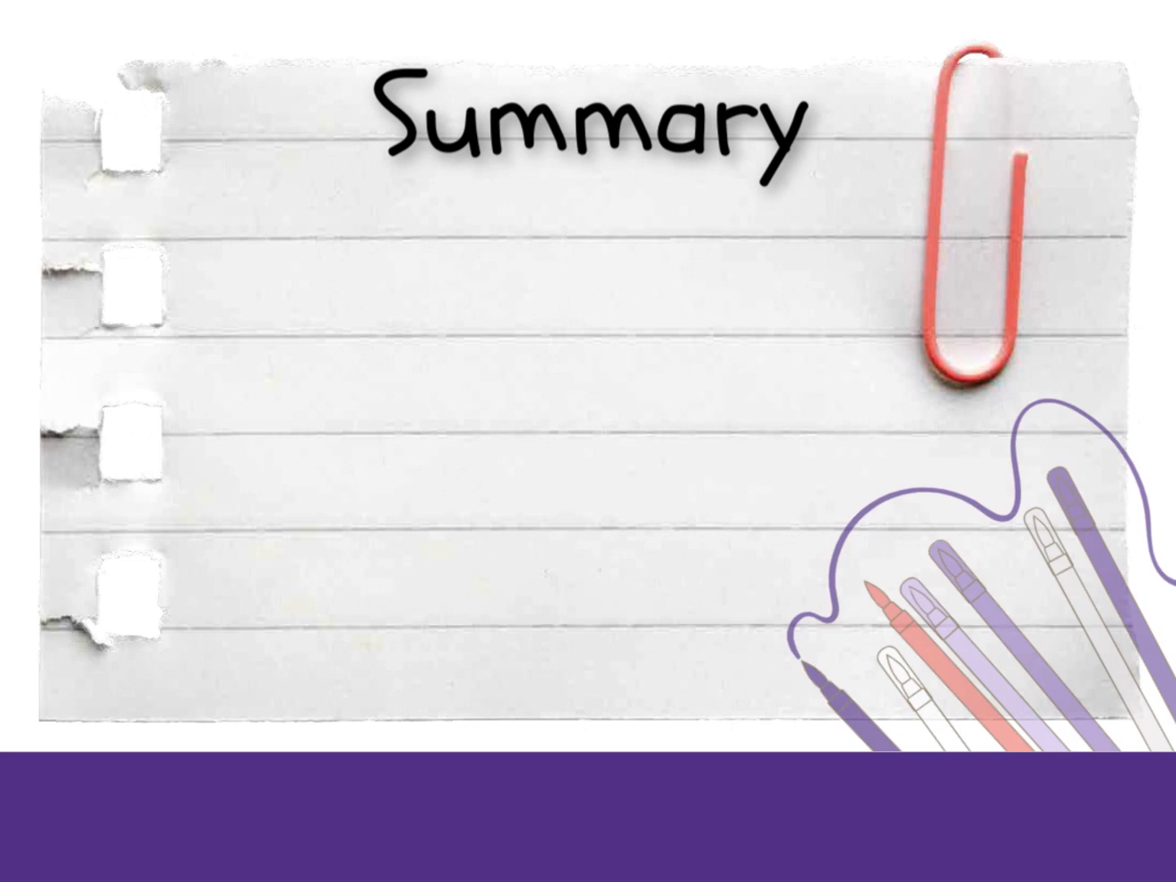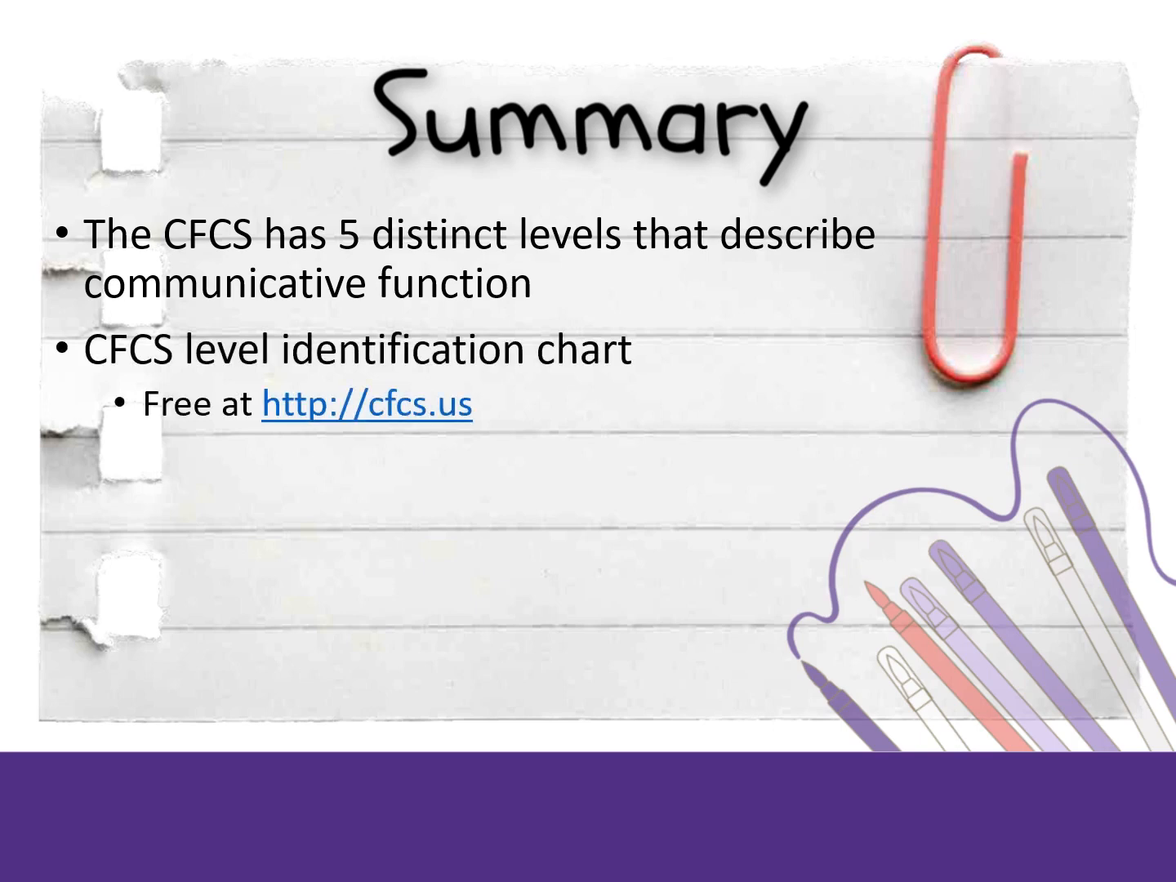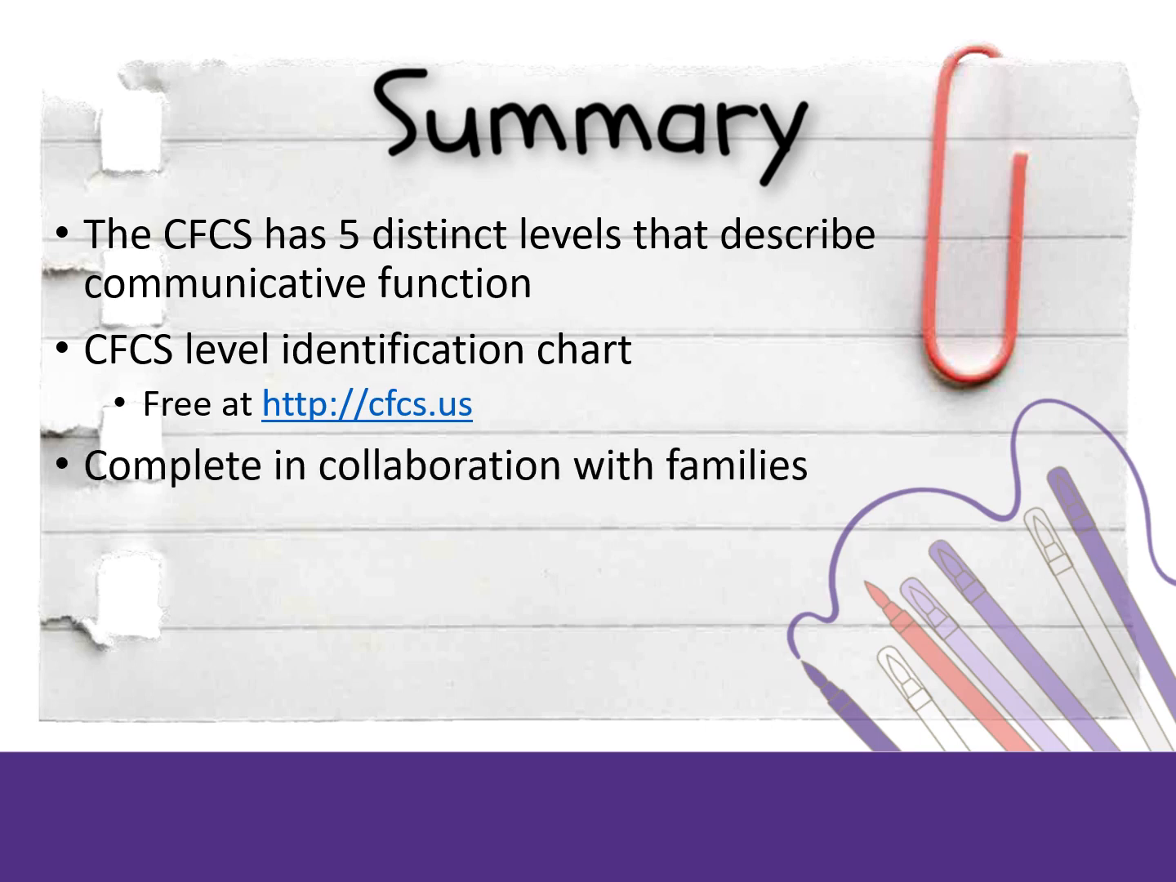In summary, the CFCS has 5 distinct levels that describe a child's communicative function. Documentation to support clinicians in using the CFCS consistently is freely available online at cfcs.us. The CFCS is to be completed in collaboration with families whenever possible. This practice supports both family-centered services and the collection of reliable data.